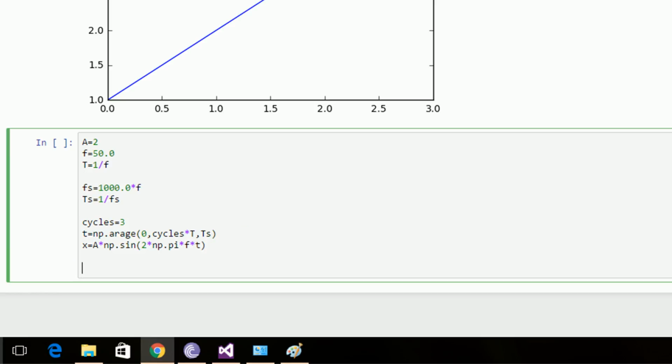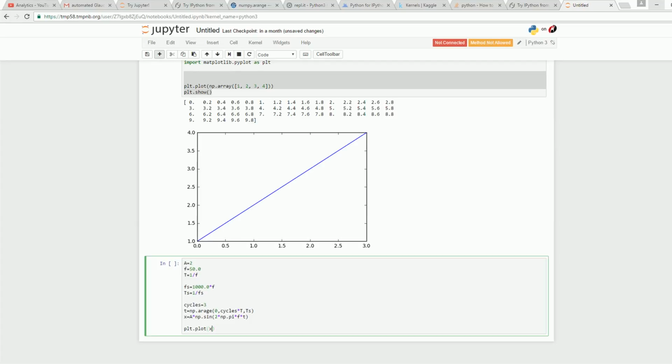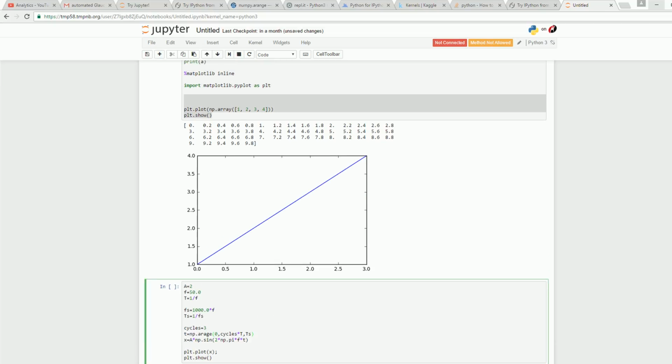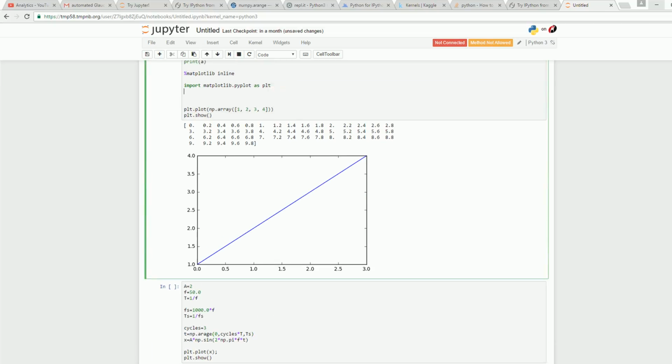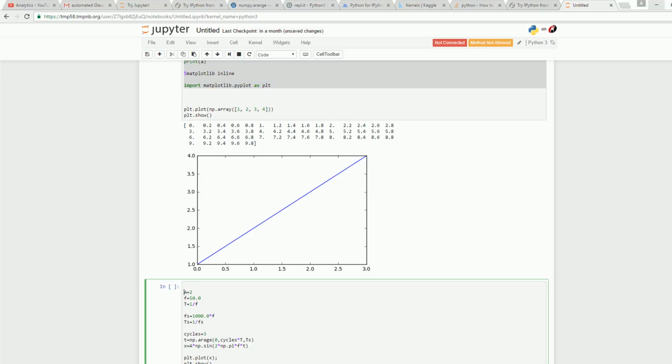And you can finally plot this by using plt, which is nothing but matplotlib.pyplot, plt dot plot x and plt dot show. So I can copy this, and in case this cell doesn't work, you can take a new cell and you can work with this. Okay.